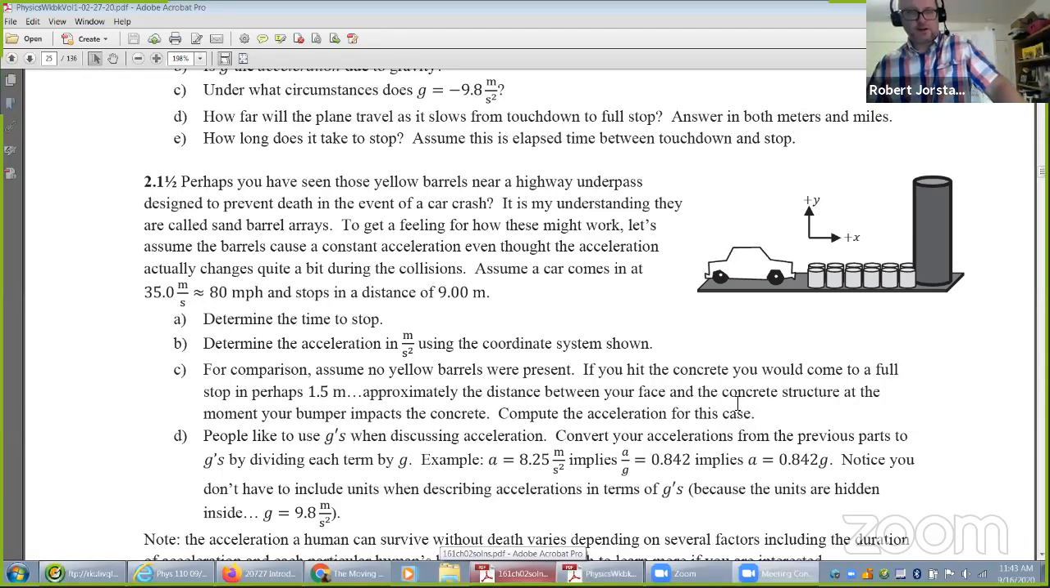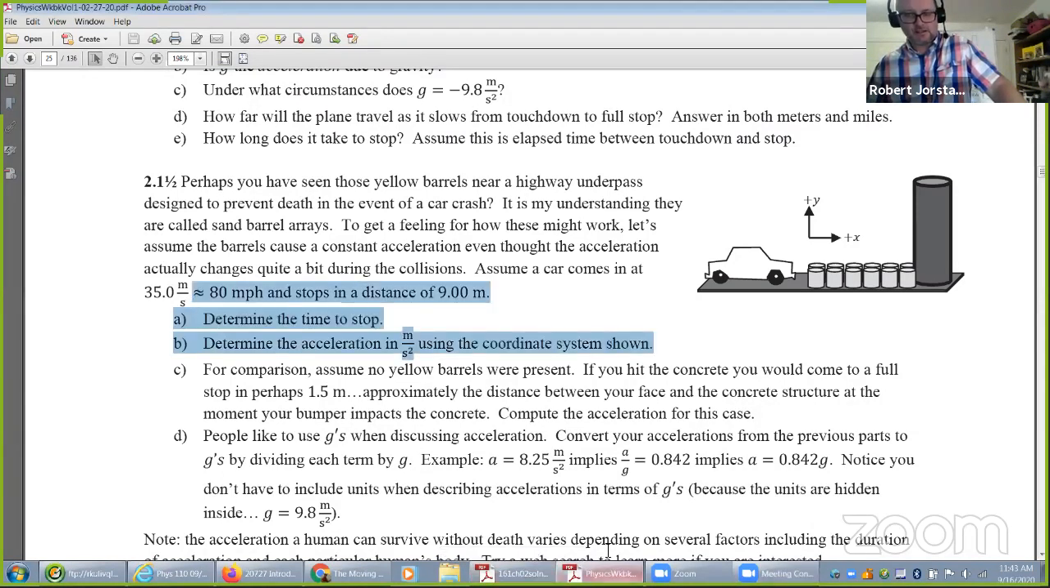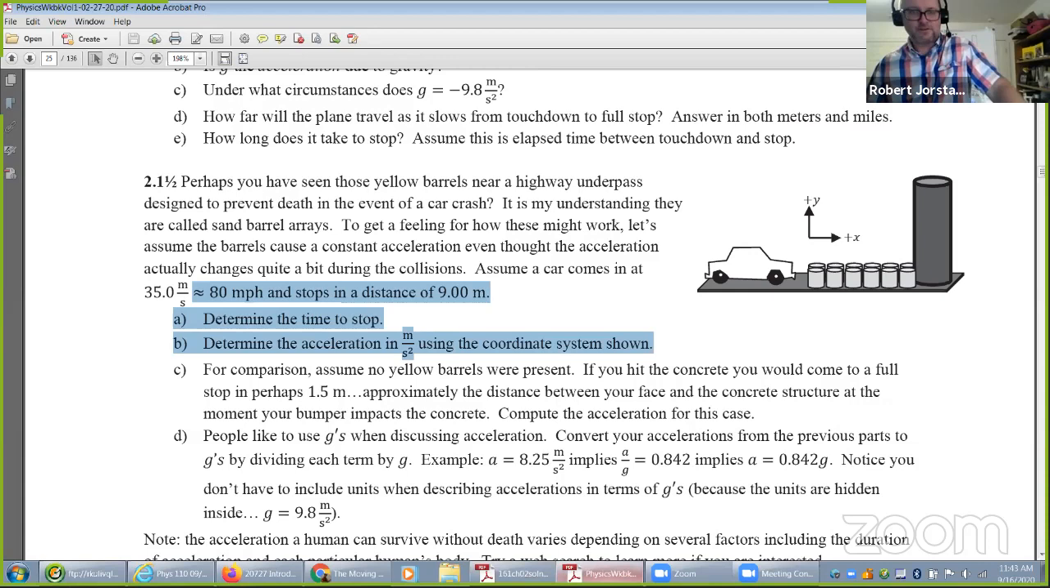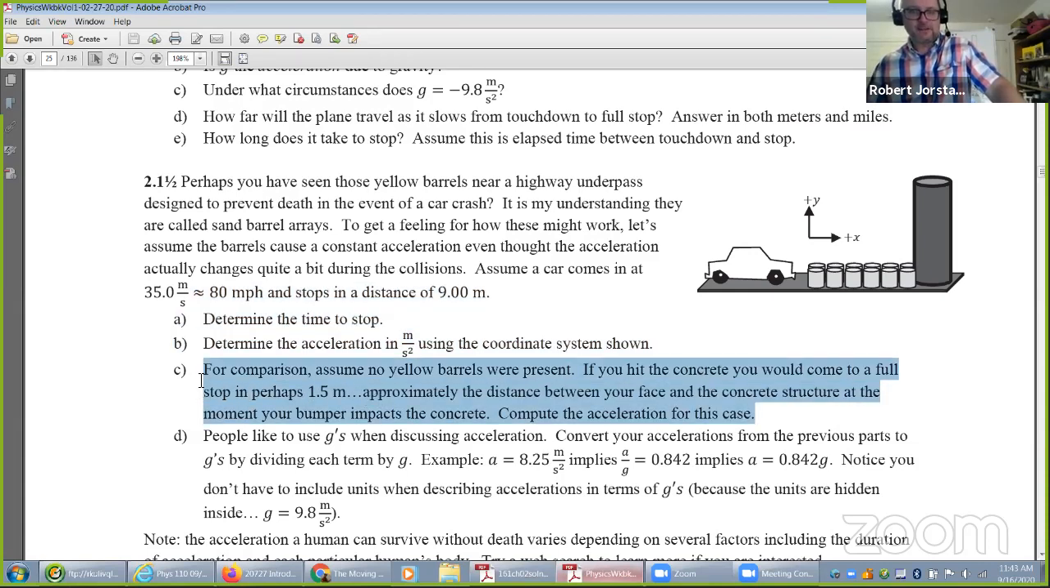All right, so in this one, you could figure out these two things. So let's go take a look at that in the solutions here. So there's the time. Maybe I didn't put it in the perfect order, but that's cool. And then let's go back and read the next part of the question. You could do the problem again if there were no barrels present.